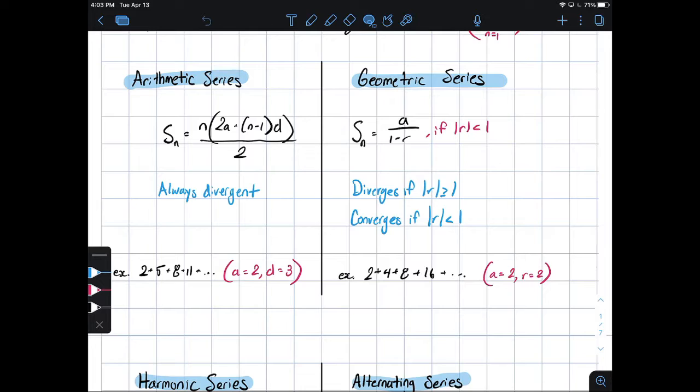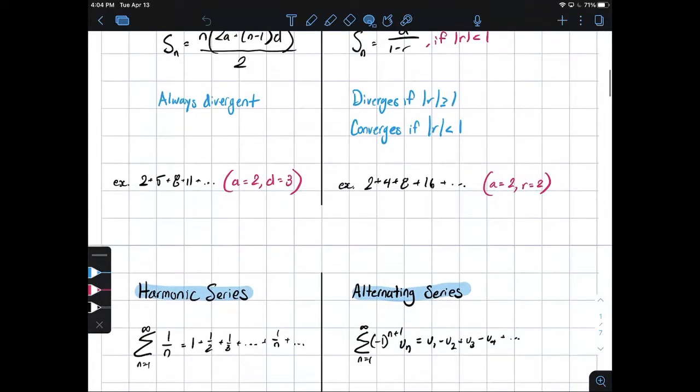We have a geometric series, so the sum is right there. It diverges if r is greater than or equal to 1, and converges if r is less than 1. An example of that would be 2 plus 4 plus 8 plus 16, where we're starting with 2 and multiplying by 2, so a equals 2 and r equals 2.